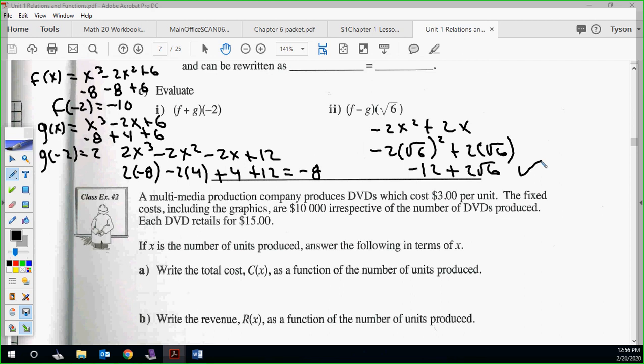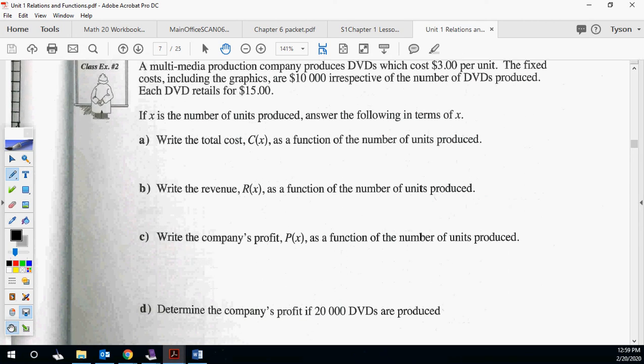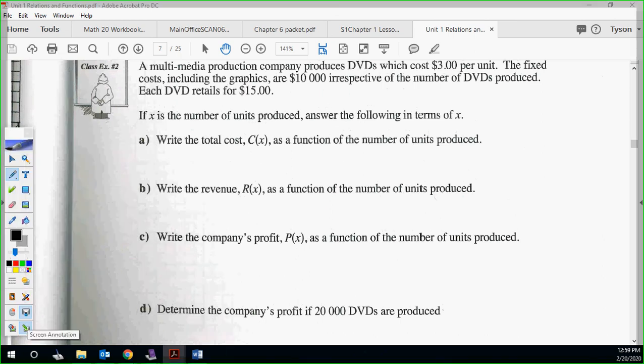All right, last example here. A multimedia production company produces DVDs which cost $3 per unit. The fixed costs, including graphics, are $10,000 irrespective of the number of DVDs produced. So it doesn't matter how many you produce, it's a 10,000 fee. Essentially, that's like the burning fee or whatever. Each DVD retails for $15, even though DVDs don't really exist anymore.